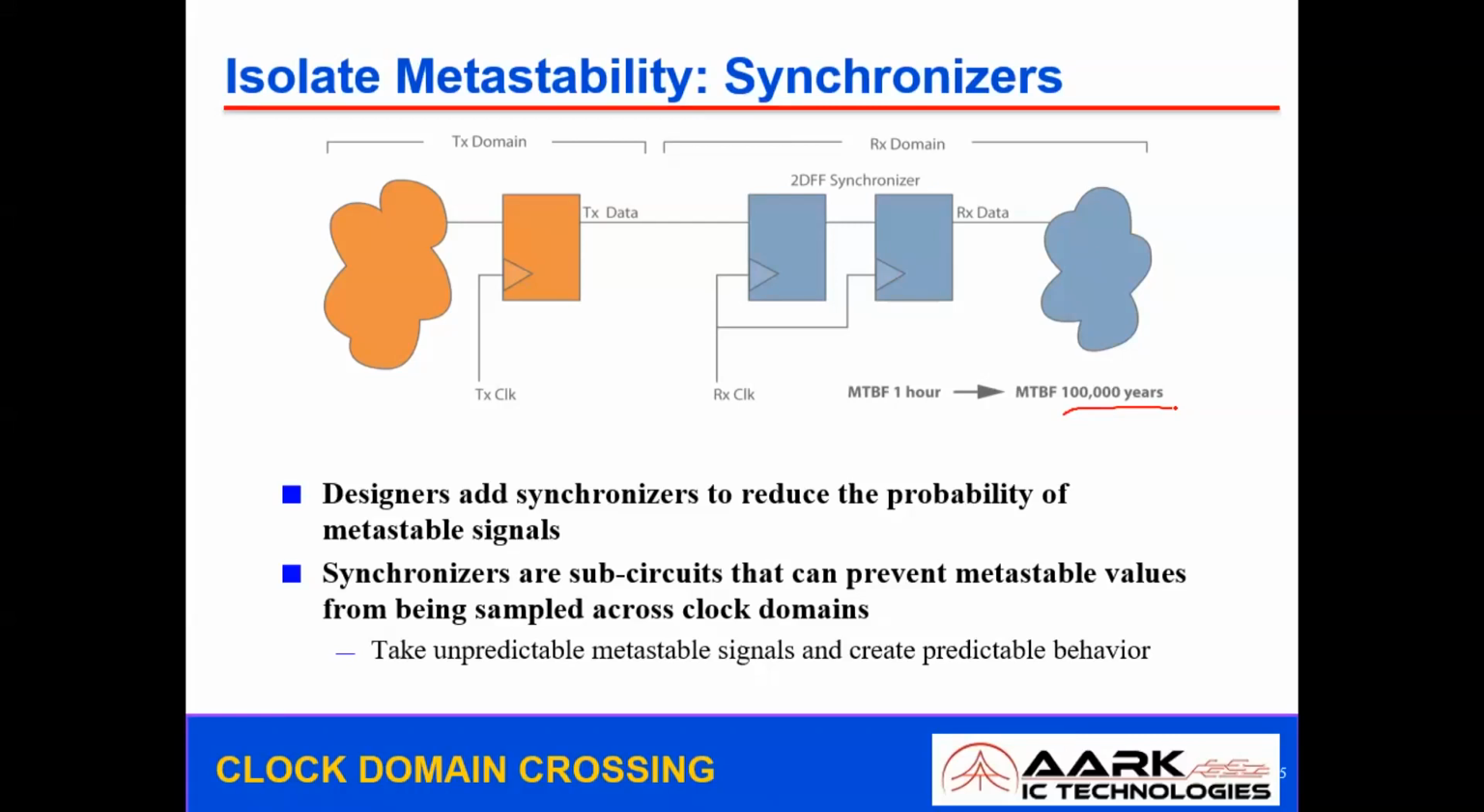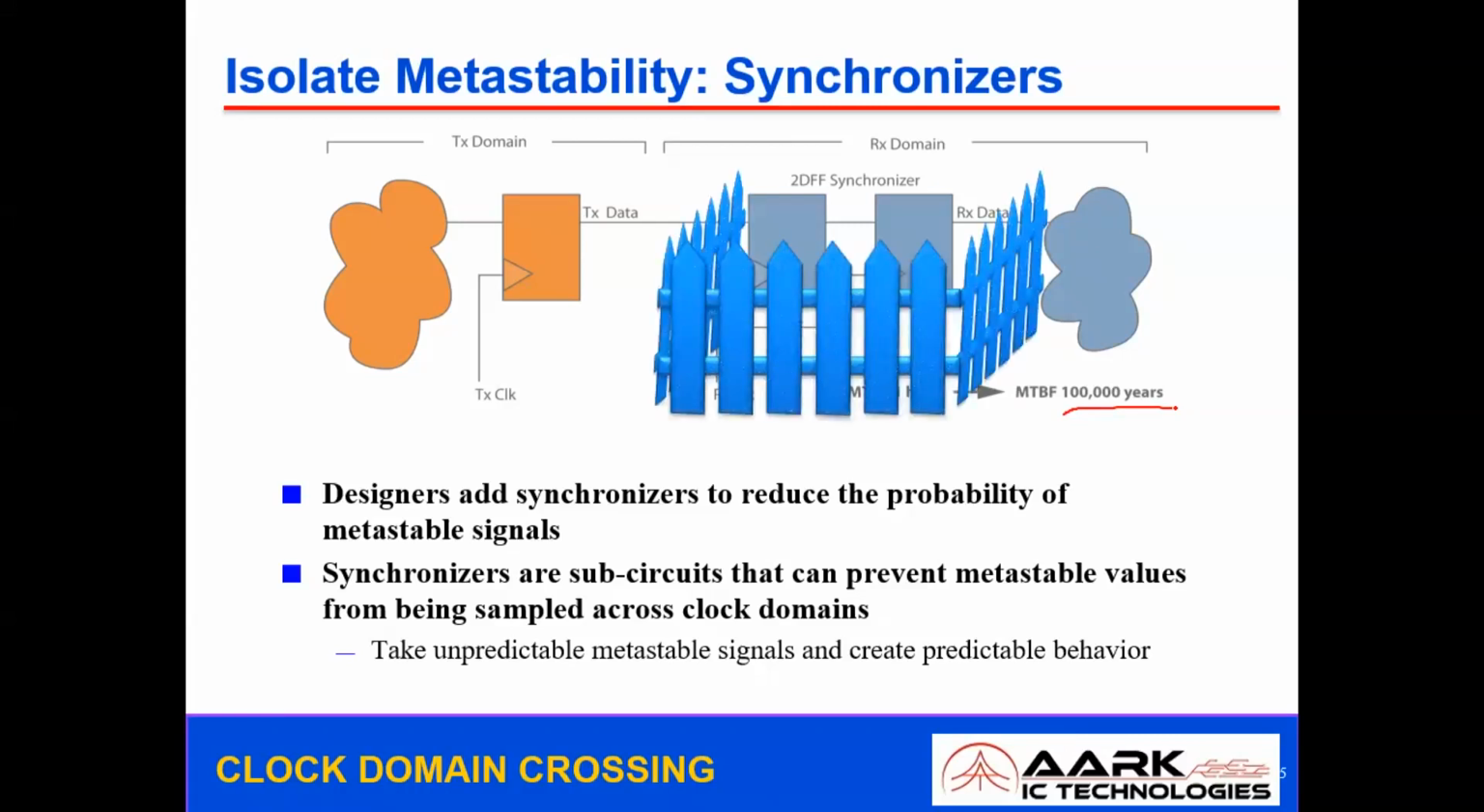Designers add synchronizers to reduce the probability of metastable signals. Here we are not avoiding the metastability, we are reducing the probability of occurrence of these issues, the setup and hold violations. Synchronizers are subcircuits that can prevent metastable values from being sampled across the clock domains. Now, what is the problem with this one? We are able to prolong this failure, we are able to postpone this to a later stage. At what cost? At the cost of an additional synchronizer. This is not a part of the logic which is involved with the design, and we are adding a few more flops additionally. This might lead to a disturbance in the clock, so the clocking frequency needs to be adjusted properly. And this adds additional gate count to the design.